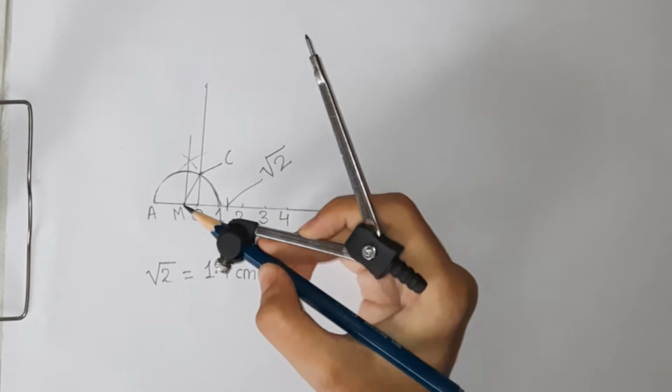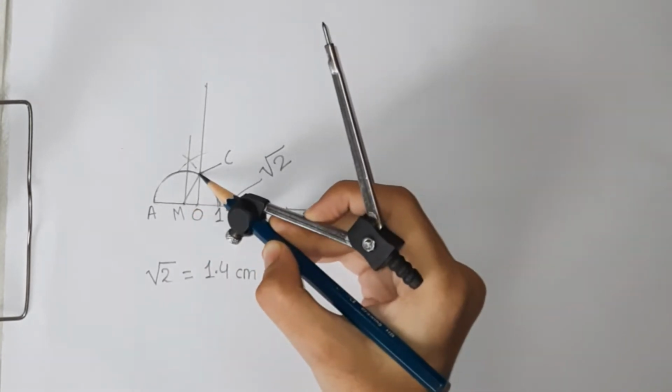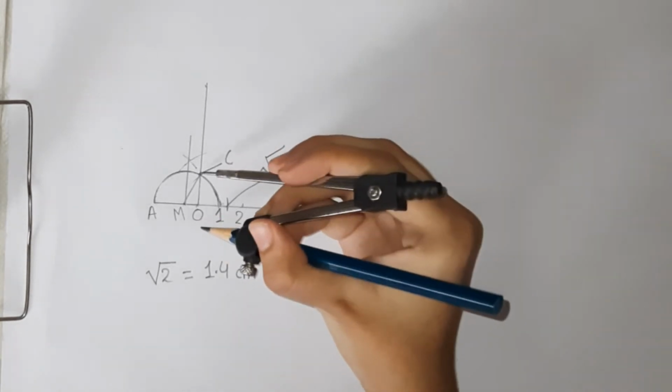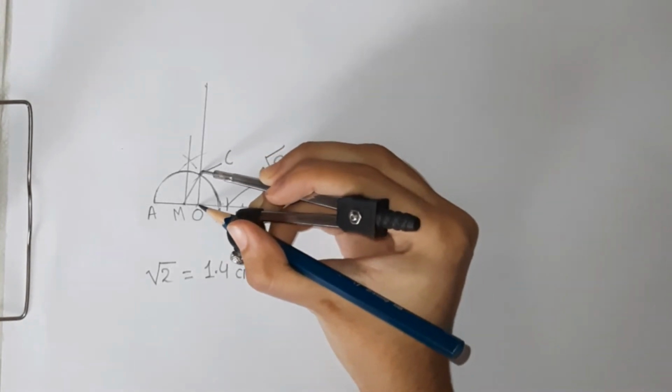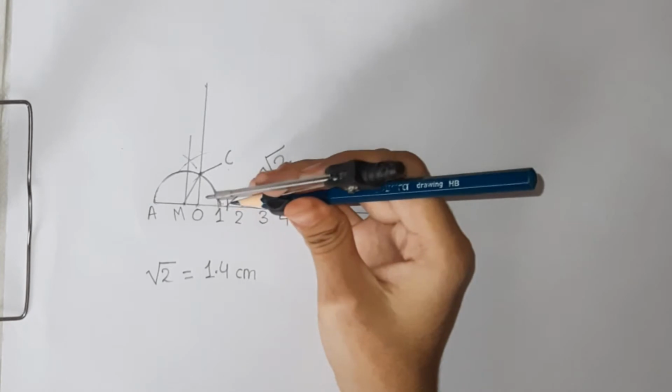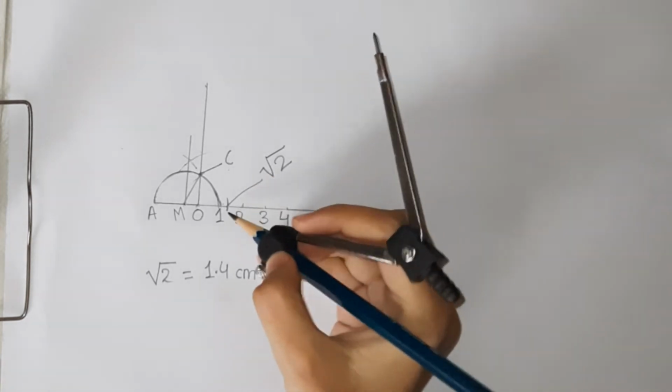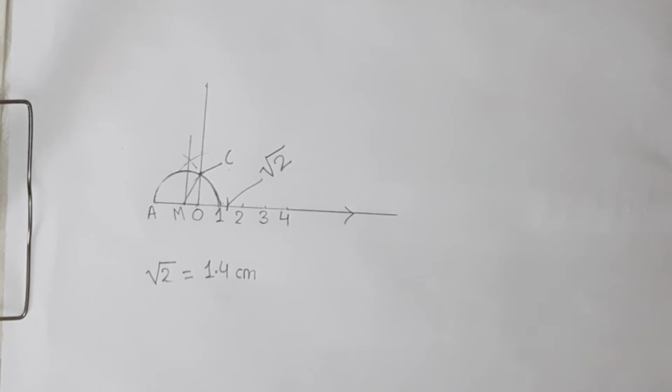Now we will join this M with the C. Now we will take the measurement of this O and C. This measurement we will take and then we'll cut an arc here on the number line. So the arc is at 1.4 centimeter. So this is the point where root 2 is located on the number line. Hope you understand this. Now let's move on to the next example number 4, that is to locate root 3 on the number line.